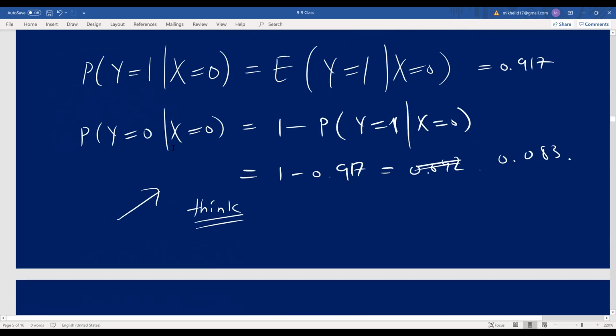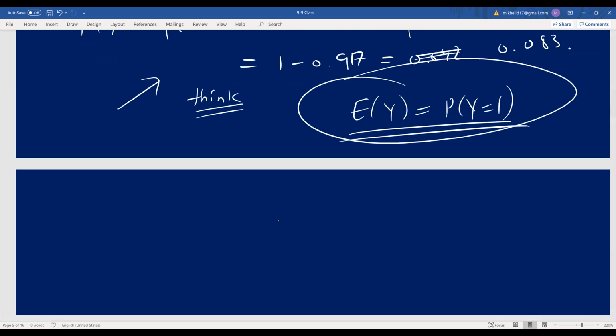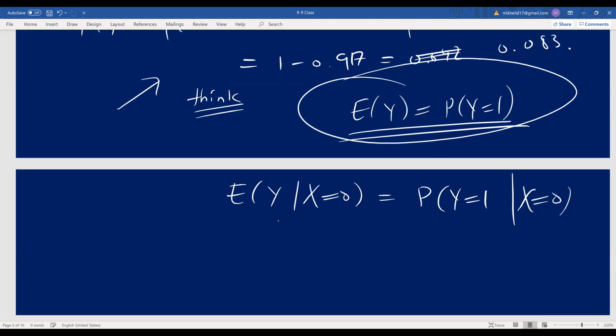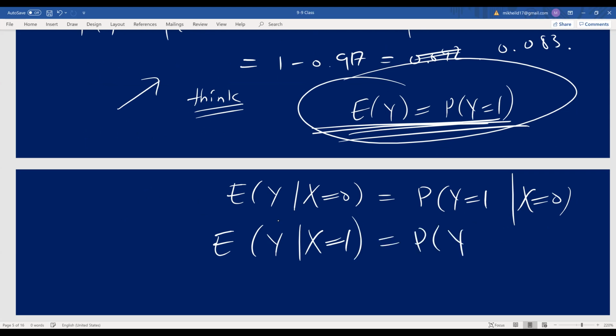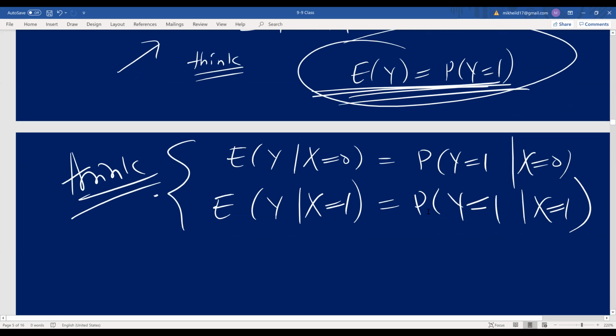This is because both y and x are Bernoulli random variables, and we showed that the expectation of y equals the probability that y equals 1. Whatever your condition is does not really matter. So the expectation of y conditional on x equals 0 is exactly the probability that y equals 1, conditional on x equals 0. Likewise, the expectation of y when x equals 1 is the probability that y equals 1, conditional on x equals 1. My students are always good thinkers, so think about this. If you have any questions, feel free to ask.